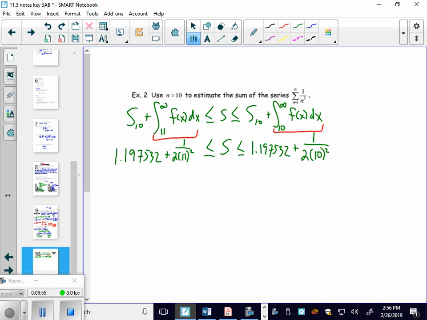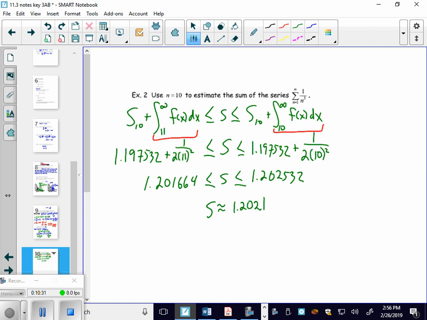If you go ahead and work that out, I'm not going to make you plug all that into your calculators. What you would get is 1.201664 is less than or equal to our sum, which is less than or equal to 1.202532. There's not much of a difference between those two things. As a matter of fact, if we average those, then we would get an approximate sum of 1.2021.